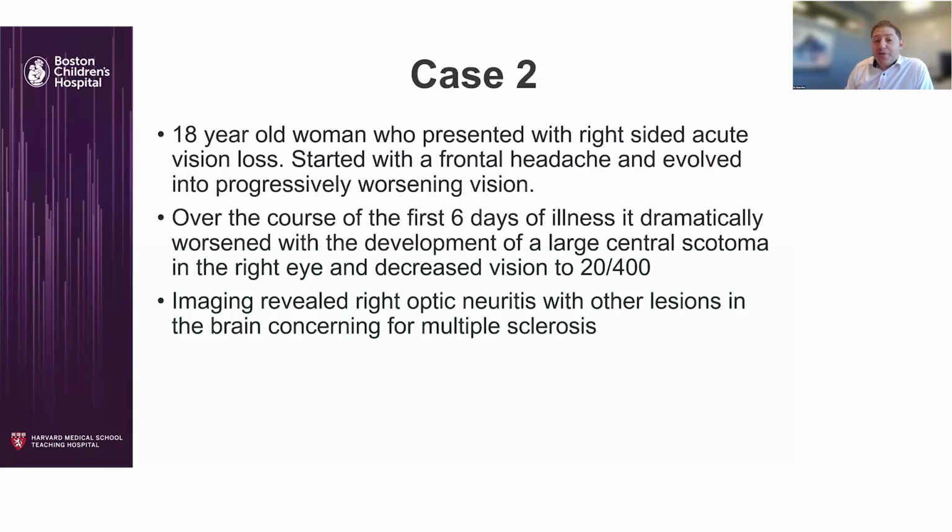Also, it's really important to note that pain with eye movements is much less common in children than it is in adults, where about 90% of adults with optic neuritis will have pain with eye movements. It's more like 50-50 in kids, where they have pain with eye movements, or they're not able to describe it. Over the course of the first 6 days of illness, it dramatically worsened to a large central scotoma and decreased vision to 20/400. Imaging revealed right optic neuritis with other lesions in her brain concerning for multiple sclerosis.